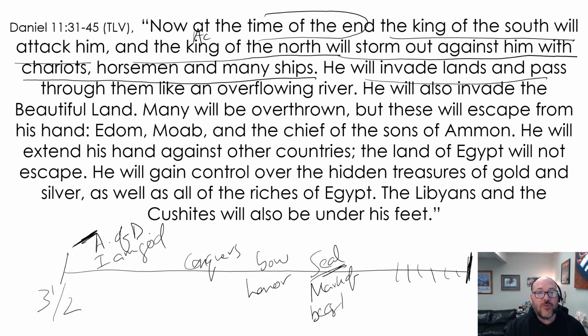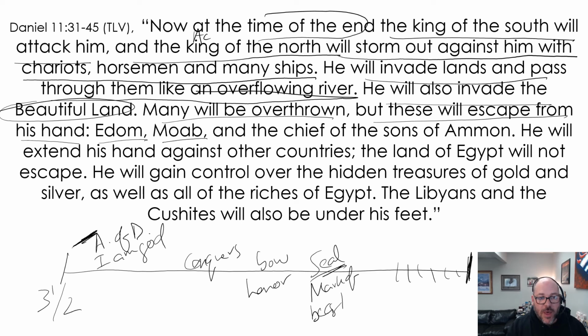He's going to just march through the world. Not every part of the world. There will be people that stand up against him, but he has a desire to take over everything, and they will be unable to stop him because he's going to be like an overflowing river. He's also going to invade the beautiful land. He's going to invade not just Jerusalem, he's going to stomp out every part of Israel. Many are going to be overthrown, but these will escape from his hand.